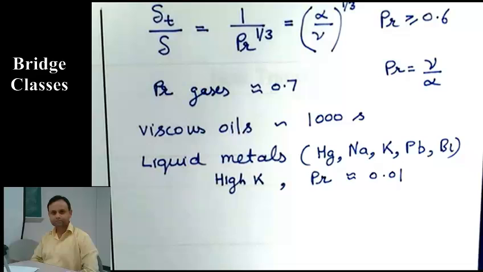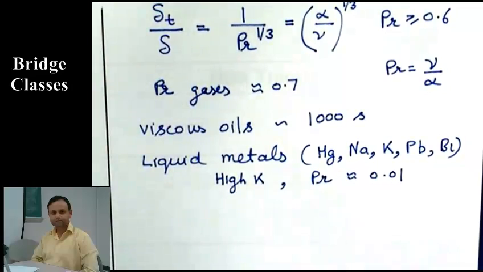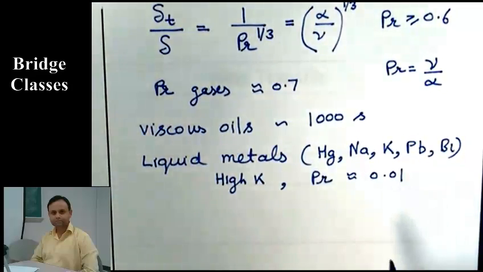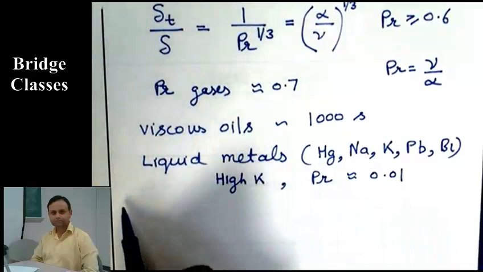That means for them the thermal boundary layer thickness will be much more than the velocity boundary layer thickness. It's very easy to remember because they have high thermal conductivity, so the effect of the wall in terms of temperature will be felt up to a farther distance. So thermal boundary layer is thicker than velocity boundary layer.